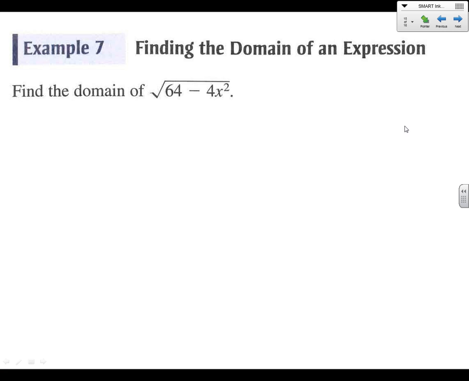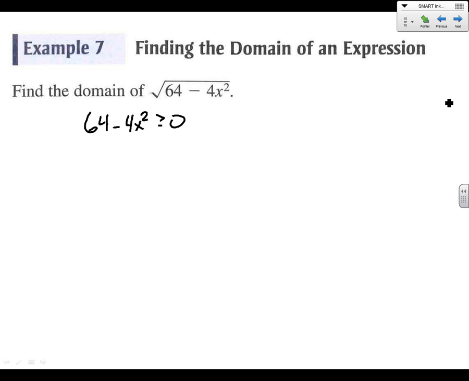All right, last example here for chapter 2-7. Let's find the domain of an expression. And so we know that you cannot have negatives under the square root. So we're going to say that 64 minus 4x squared must be greater than or equal to 0. All right, we've talked about this before. The denominator can't be 0, and in a square root, you can't be negative.